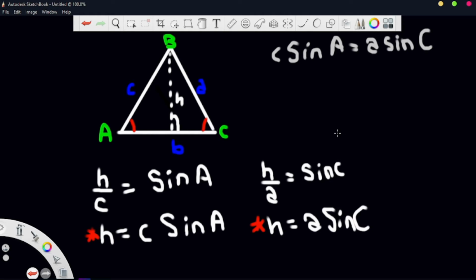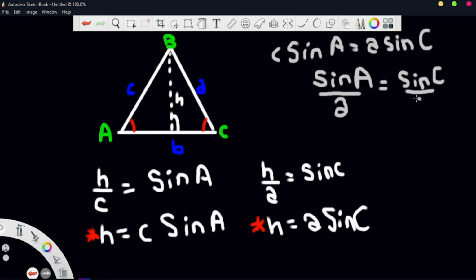Since these two are equal, we can represent it as sine A over A. The A divides this sine A, so you can show it as sine capital A over a. And this is obviously equal to sine C over c.